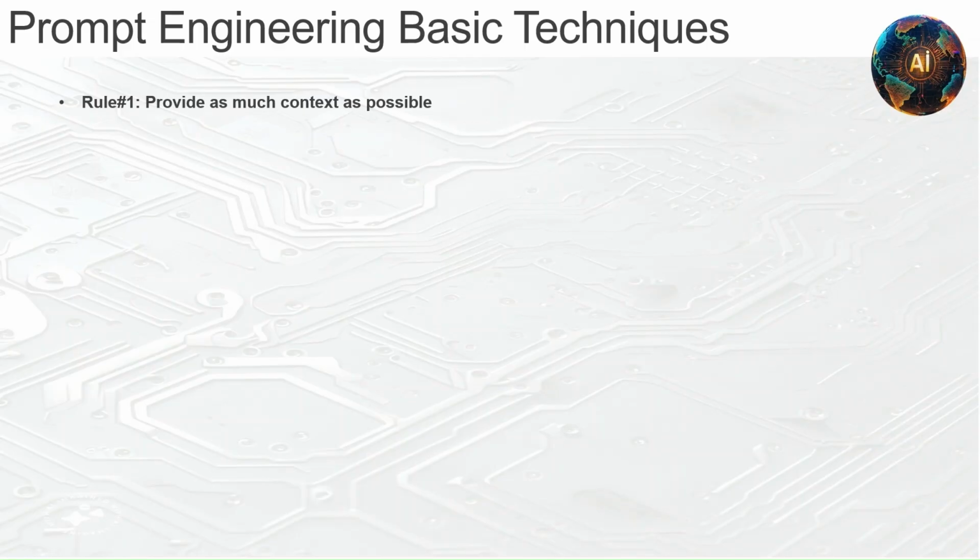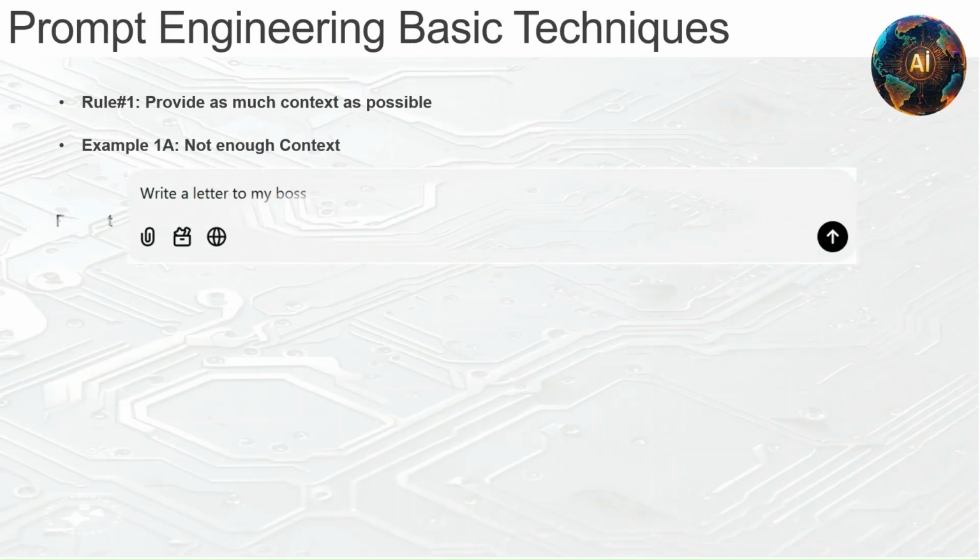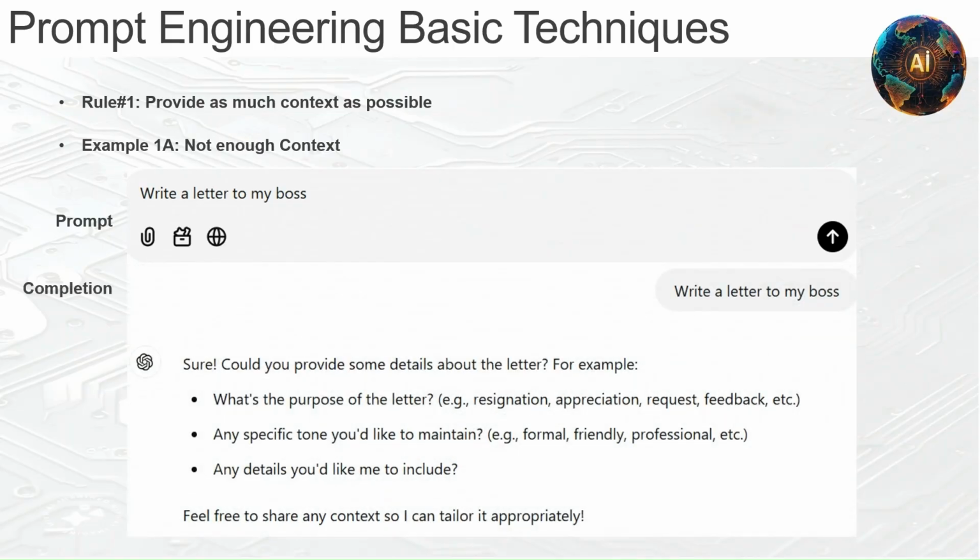Let's understand this better by looking at some examples. For example, suppose our prompt only says, write a letter to my boss. Now the LLM won't know what the letter is about, what should be the contents, what should be the tone, etc. So there is not enough context in this. In fact, in such a case, the LLM itself will ask you for more context, as you can see here. Now this is a real output from ChatGPT. You will see all these examples live in the practical lecture marked with a P at the end.